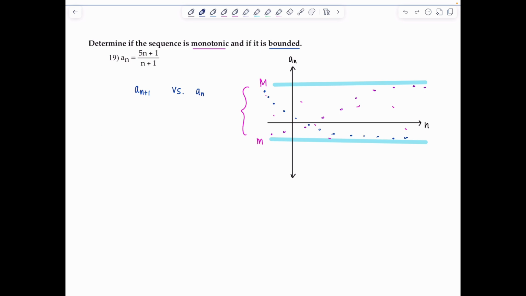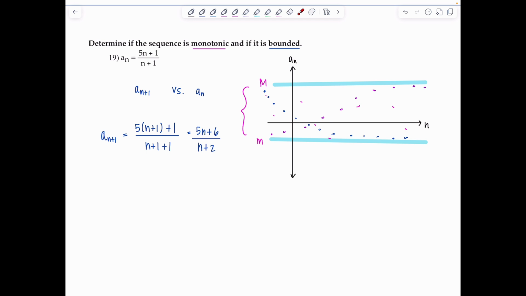A sub n plus 1 is 5 times n plus 1, plus 1, over n plus 1, plus 1. So that's 5n plus 6 over n plus 2. Is it obvious that this is bigger or smaller than what we started with? No. The numerator got bigger, but so did the denominator. So I can't conclusively say which one's bigger or that it's exclusively one or the other.